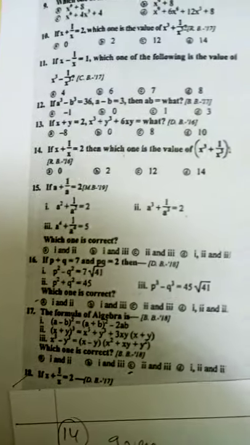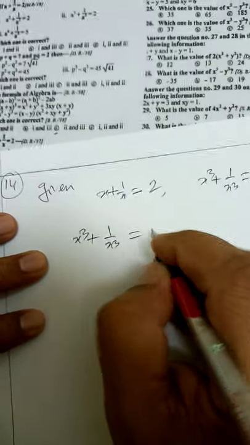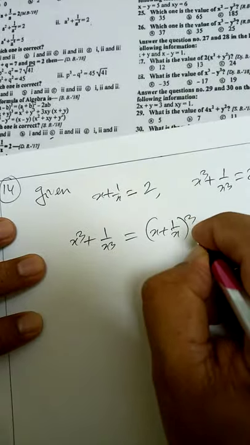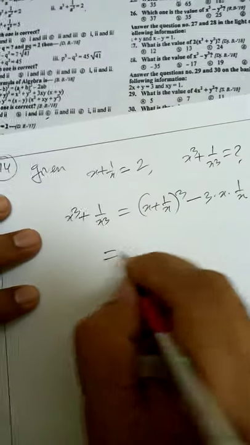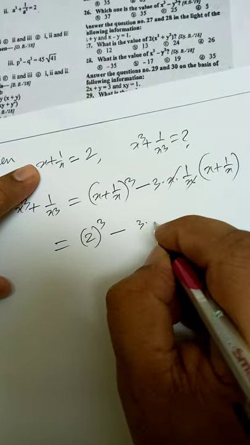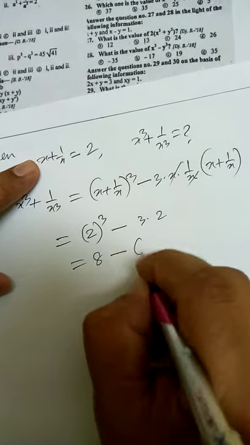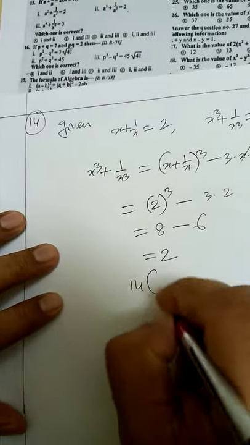Now question number 14. Given x plus 1 by x equal to 2, what is the value of x cube plus 1 by x cube? You can apply the a cube plus b cube formula again. x cube plus 1 by x cube equal to x plus 1 by x whole cube minus 3 into x into 1 by x into x plus 1 by x. x plus 1 by x equal to 2. So 2 cube minus 3 into 2, 8 minus 6 equal to 2. So 14 B is 2, so 14 number B is correct.